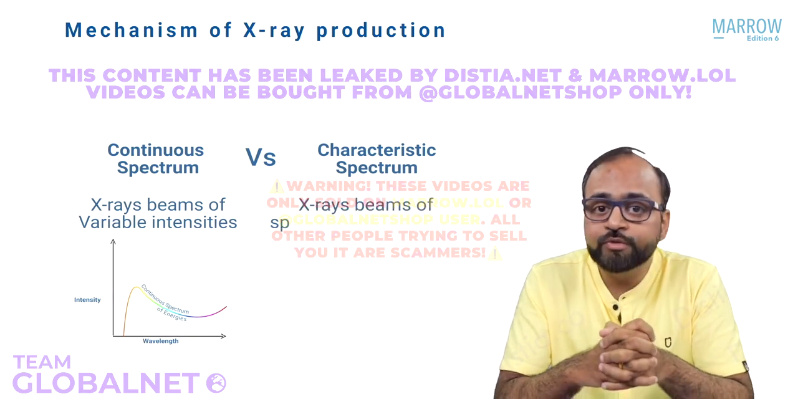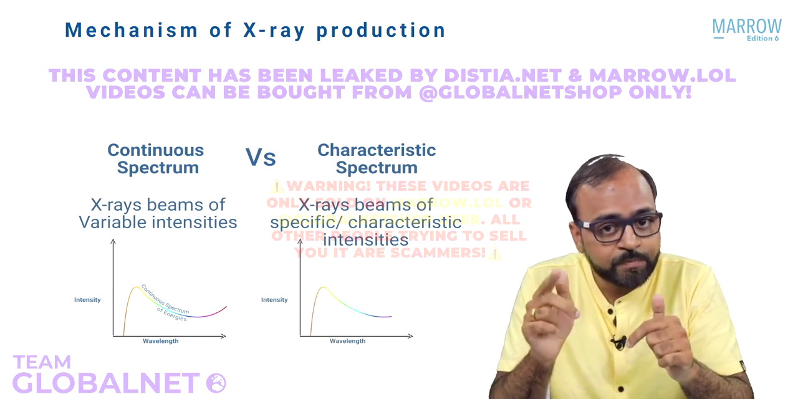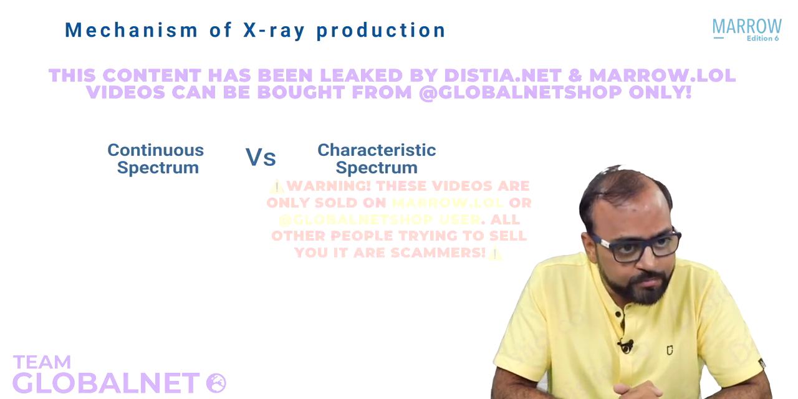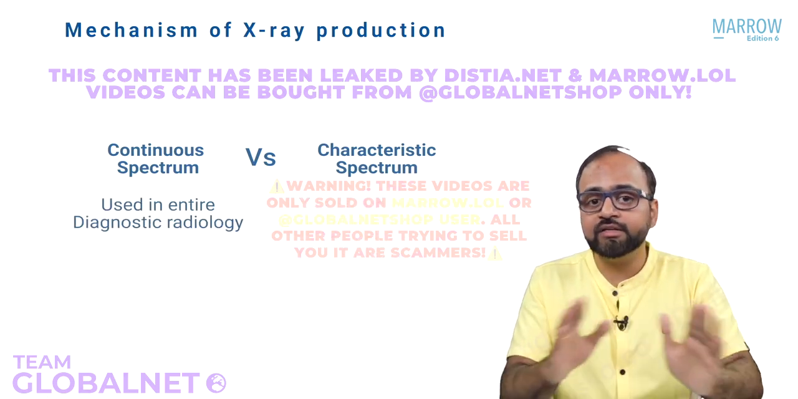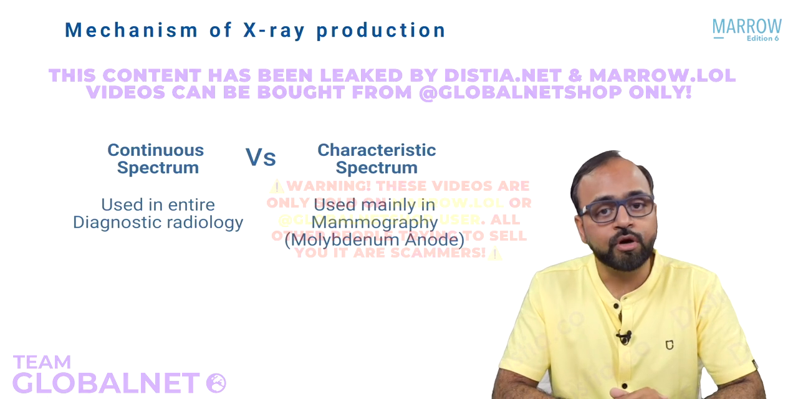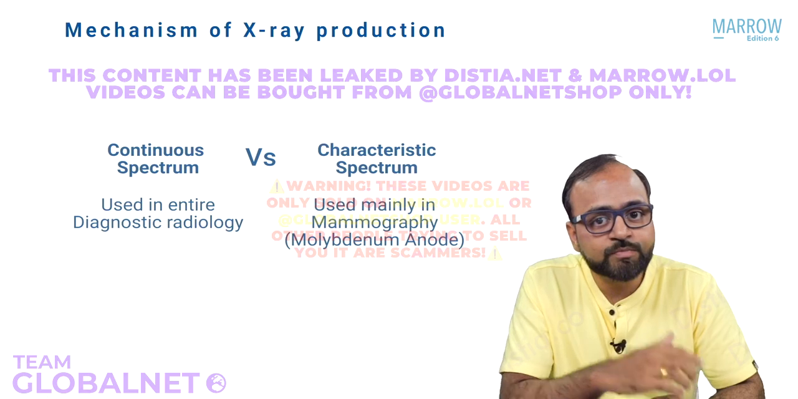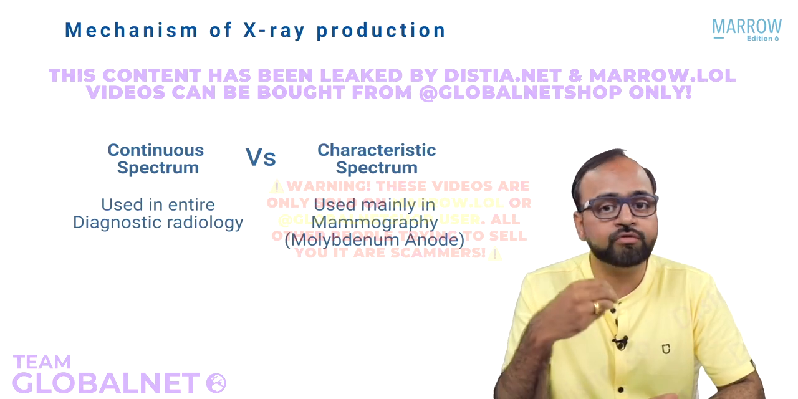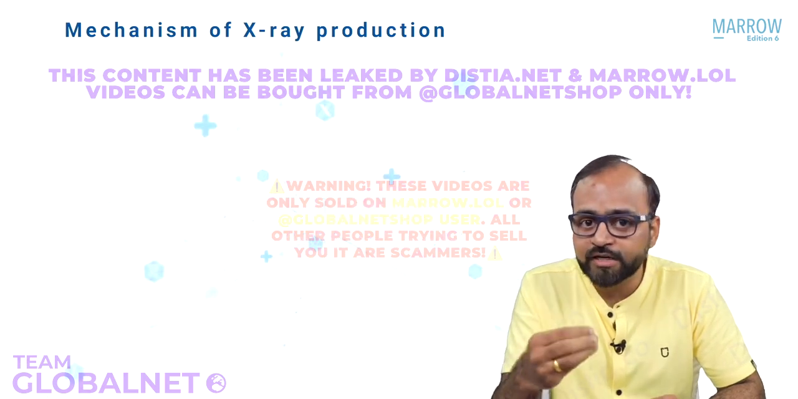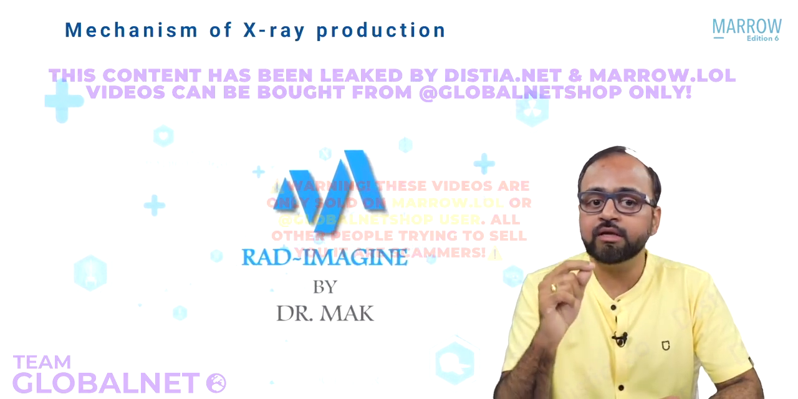Characteristic spectrum consists of beams of fixed energies or characteristic energies, and therefore we get characteristic peaks superimposed on the spectrum, and that is the reason for the name. Now continuous spectrum is used predominantly everywhere in the diagnostic radiology department, whereas characteristic spectrum is the one used predominantly in mammography. This was a question which was asked. In mammography, it is the characteristic spectrum type of radiation coming out from a molybdenum target anode. The anode is made up of molybdenum, and characteristic spectrum radiation from a molybdenum anode is what is used predominantly in mammography.